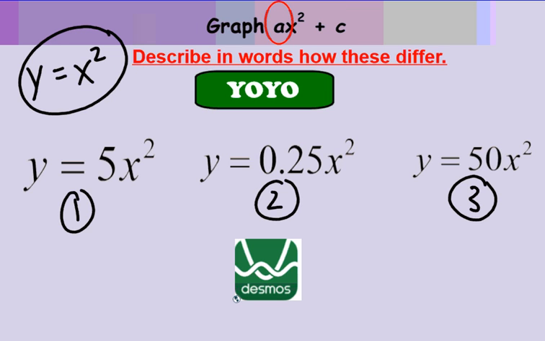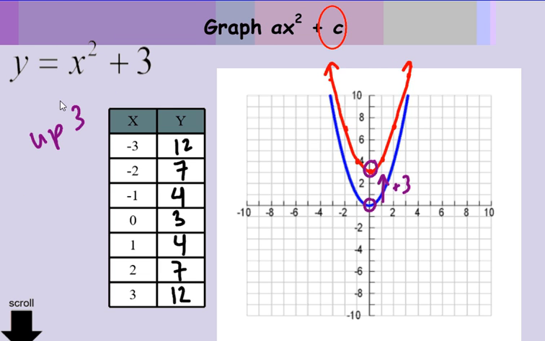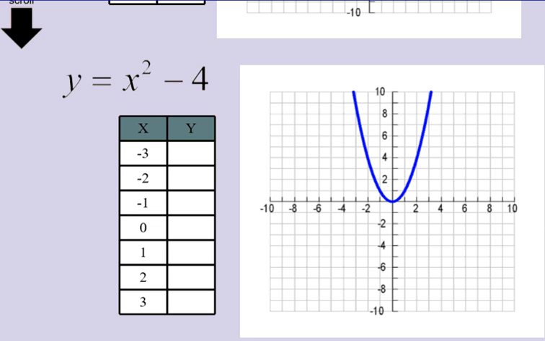Whereas on the last ones, you would have said 5 is steeper than the parent function, 0.25 is wider, 50 is the steepest. This one, you would say it moves the parent function up 3. So adding 3 moves it up 3. Now we're going to do one, well, what if it's a minus? You might guess what it's already going to do, but we'll see.